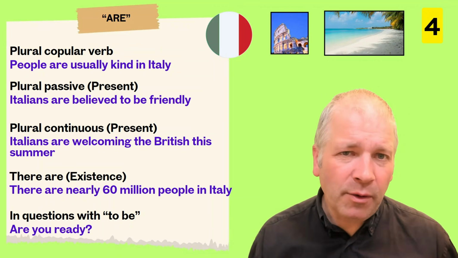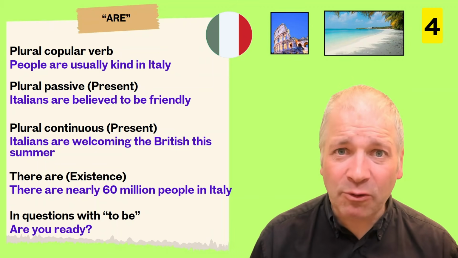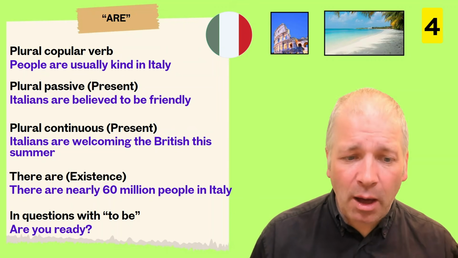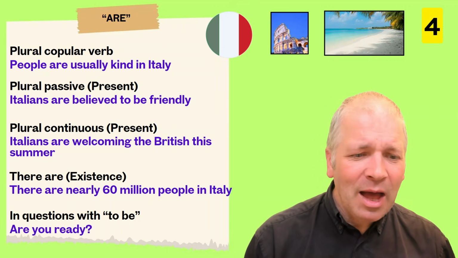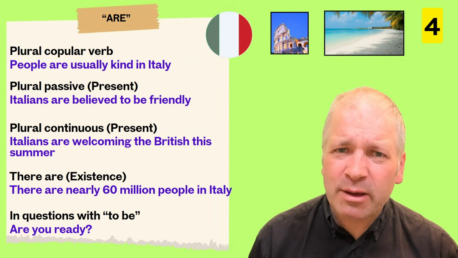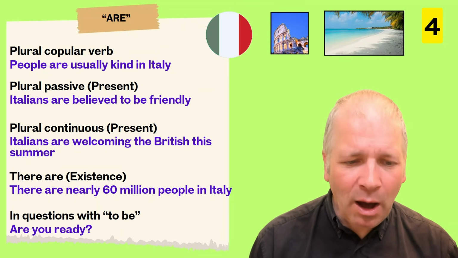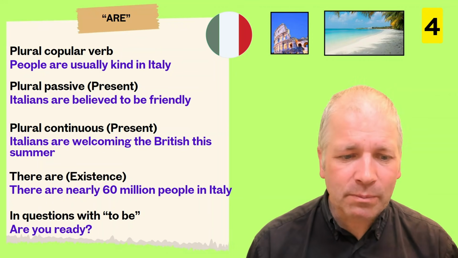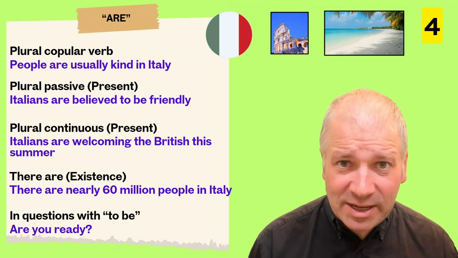It is part of a plural passive in the present tense. Italians are believed to be friendly. Also the plural continuous. Italians are welcoming the British this summer. I hope so. It's used in sentences that explain existence of something with there. There are nearly 60 million people in Italy. That's if it's a plural. And also in questions with to be, you can use are. Are you ready?